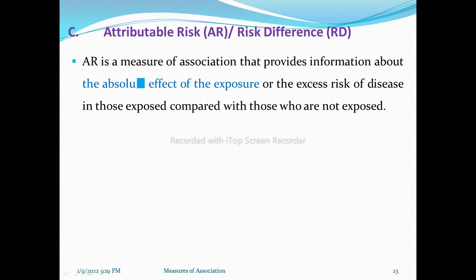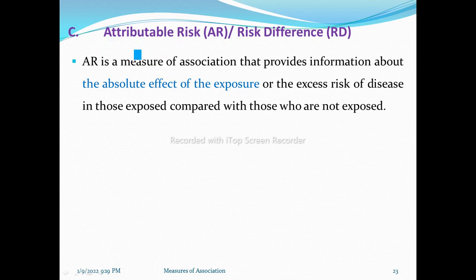The first is relative risk. The second is odds ratio, and the third is attributable risk. The fourth is attributable risk percent. The fifth is population attributable risk. The sixth is population attributable risk percent. So now we will look at the remaining parameters, that means attributable risk, population attributable risk, and its percentages.